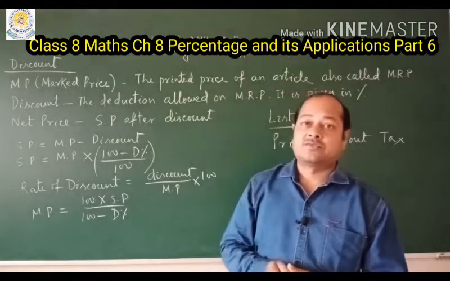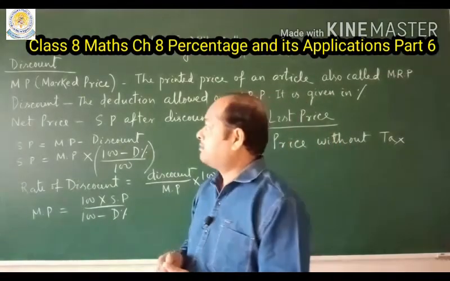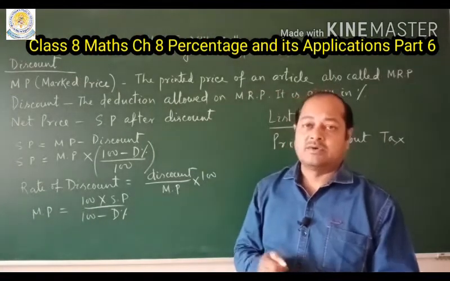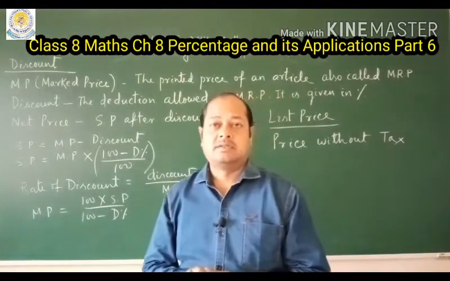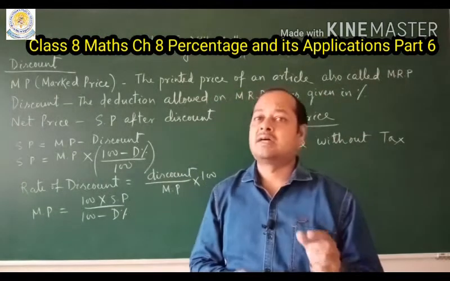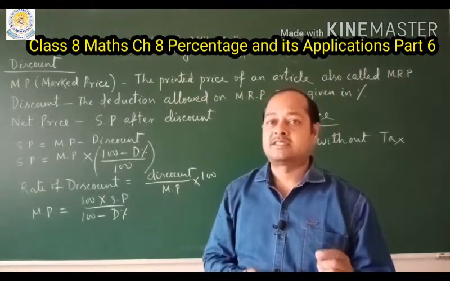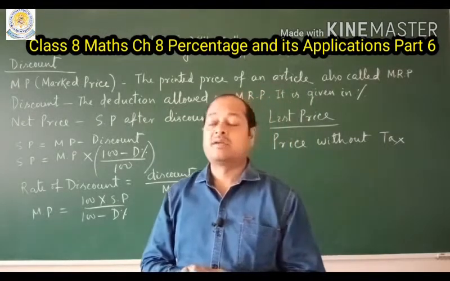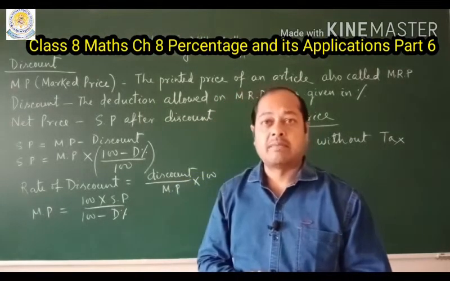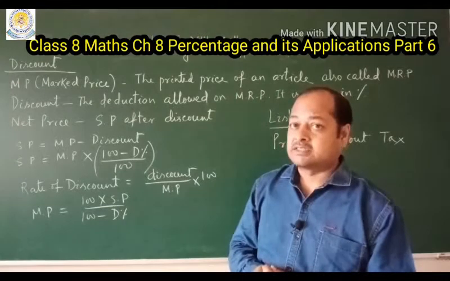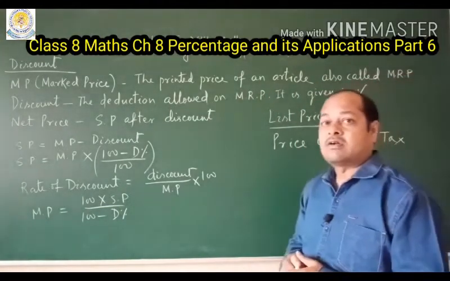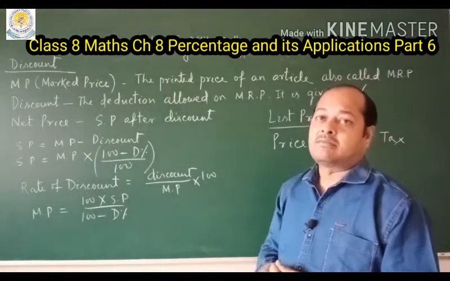So the first thing is MRP or marked price. What is marked price? Whenever you visit a shop, the rate printed on the article is called the maximum retail price, or MRP. In short, we can call it MP or marked price. So the printed price of an article is called the MP or marked price.